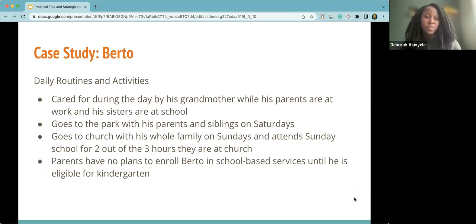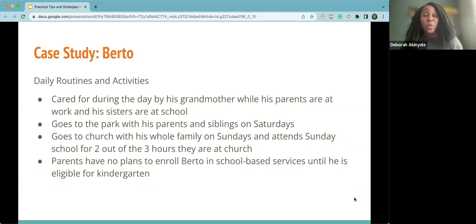So we're gathering all of this information, and we are identifying the vocabulary that we can then present to this family as opportunities to increase Berto's understanding of what these words mean and how he can use them in his daily life, but specifically how he can use them during these routines.